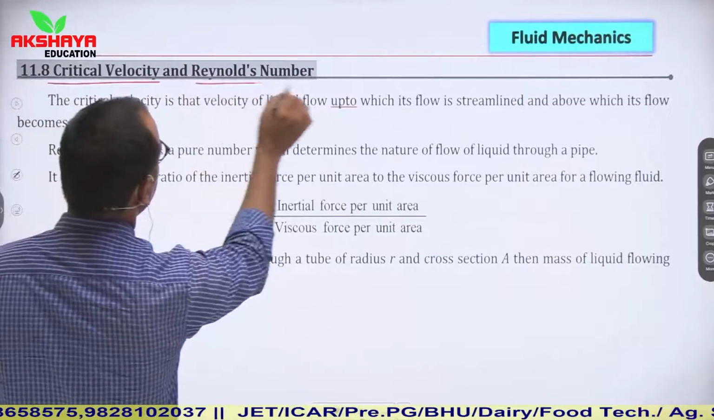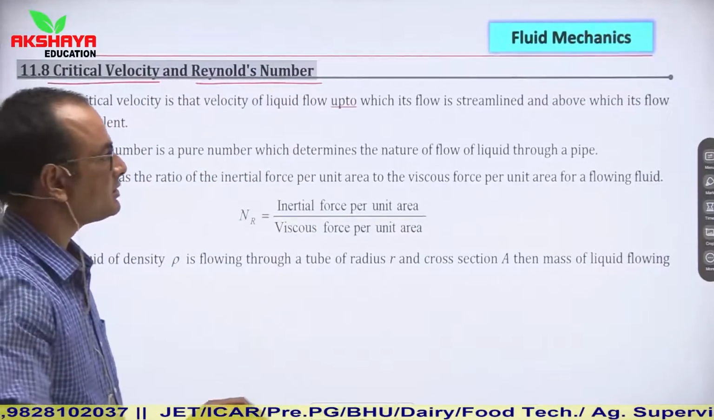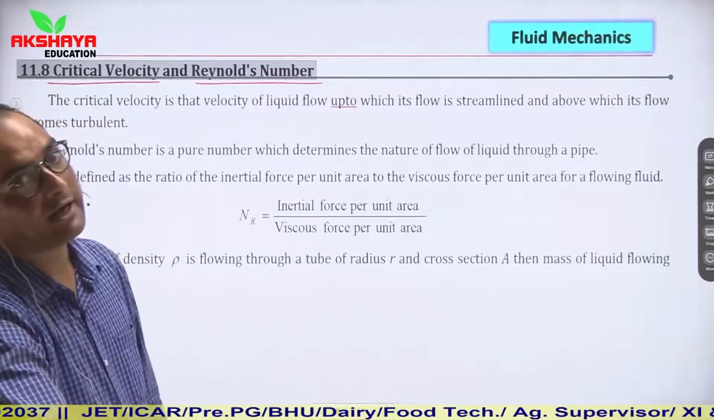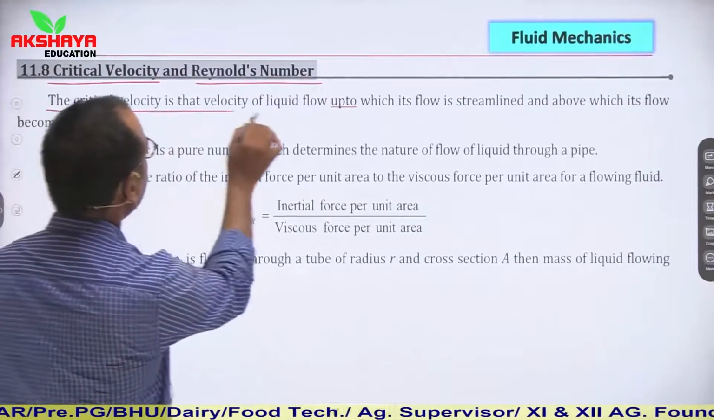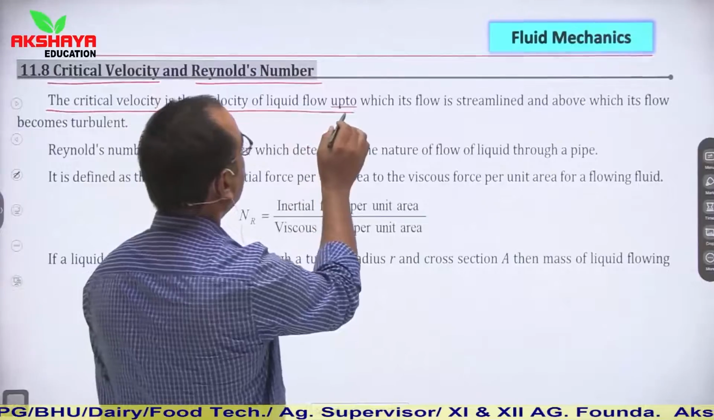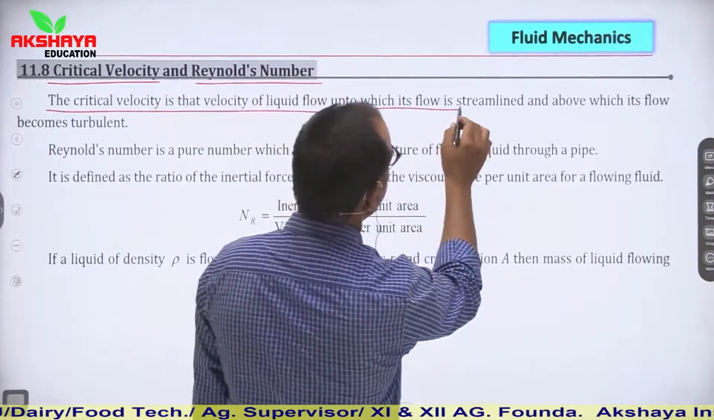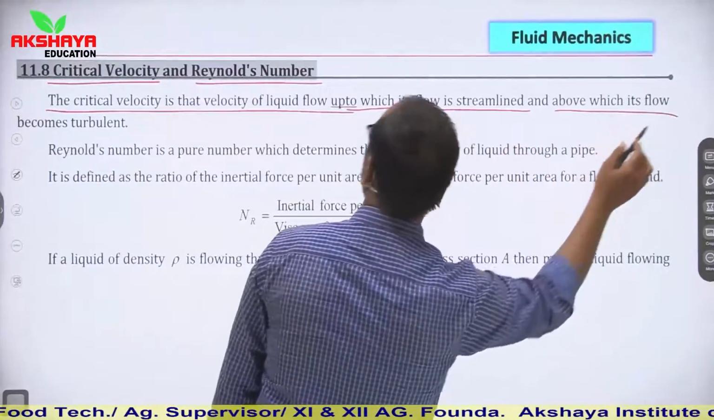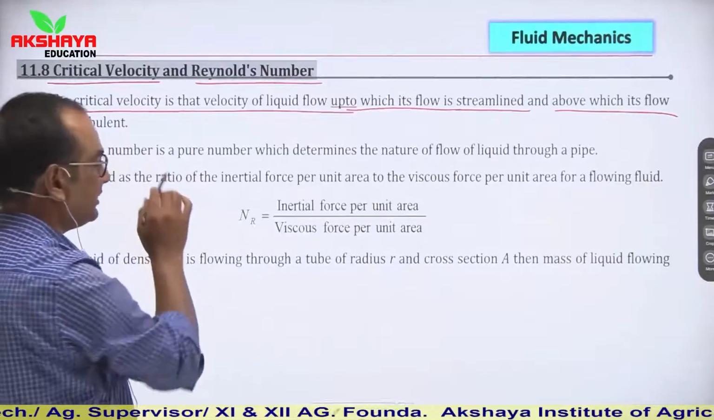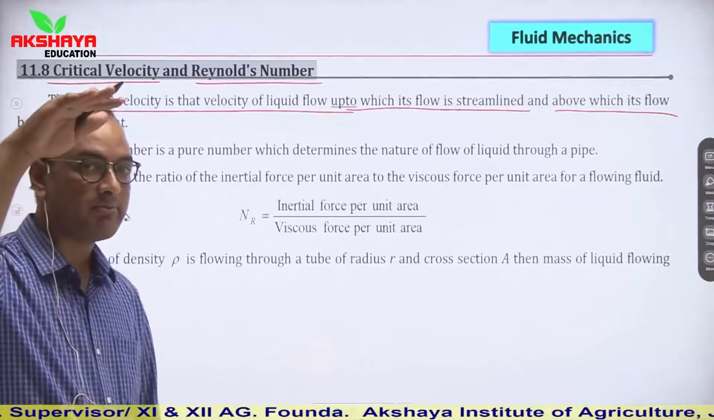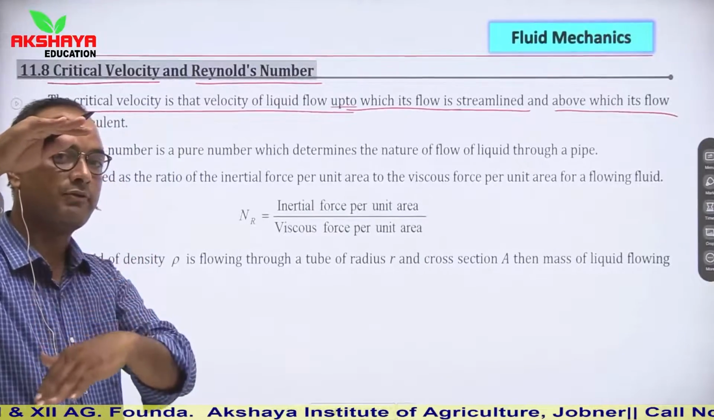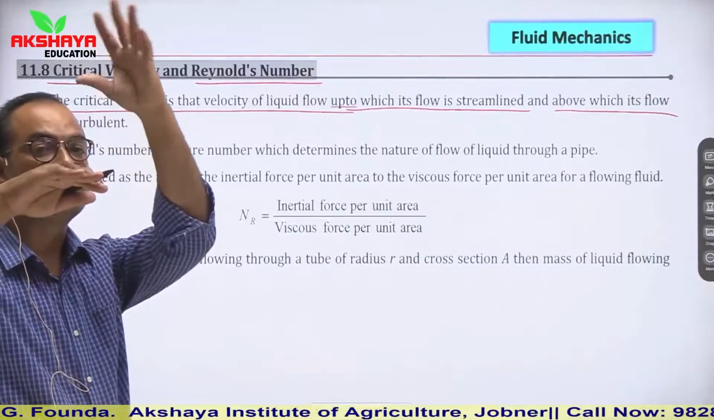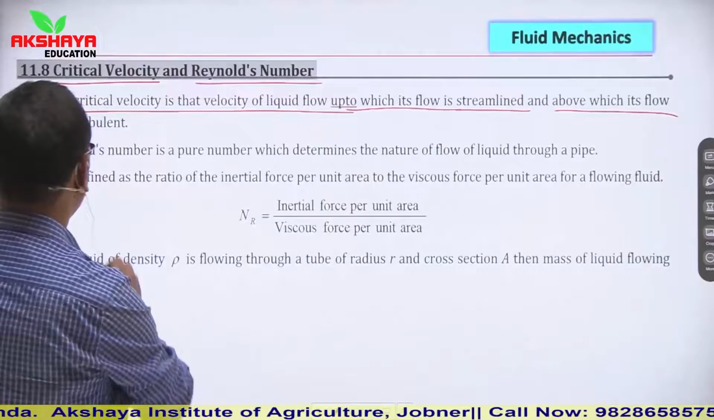Critical velocity and Reynolds number. Let us discuss the concept of critical velocity and Reynolds number. Critical velocity is the velocity of fluid up to which its flow is streamlined and above which its flow is turbulent. Clear? So it is a maximum velocity up to which its flow will be streamlined and above which it becomes turbulent flow.